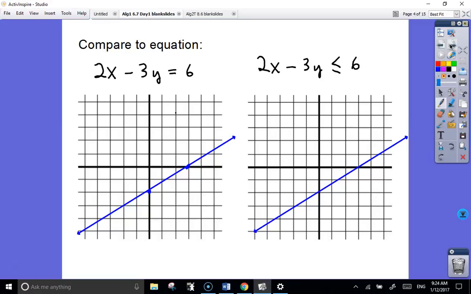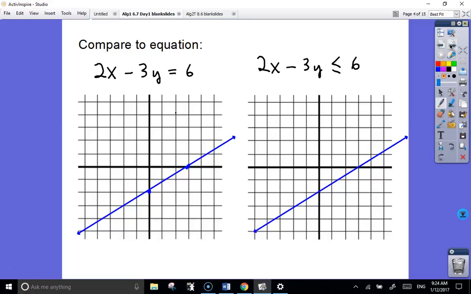So just to check my graph so far, I graphed this line by finding the x-intercept. I covered up the y and solved for x, and I got 3. And then I covered up the x, and I solved for y, and I got -2, right? And then I drew a line. Now, when I graph the inequality, the first thing I've got to graph is the line, right? And the line is what you would get if you just had an equal sign, right? So there's my line.